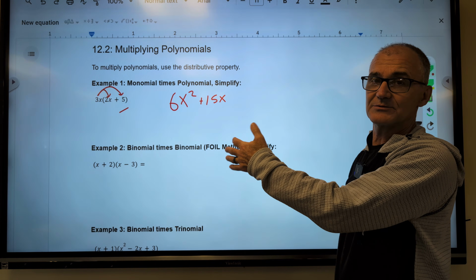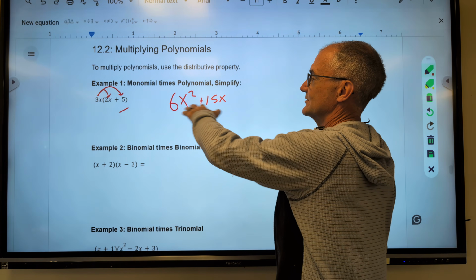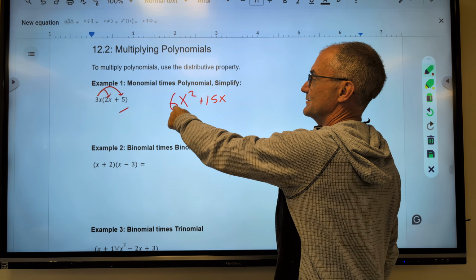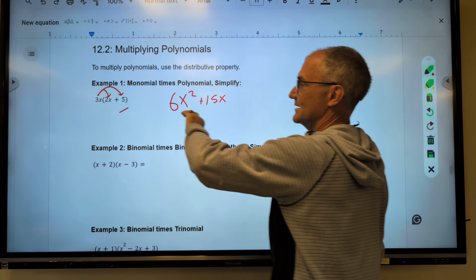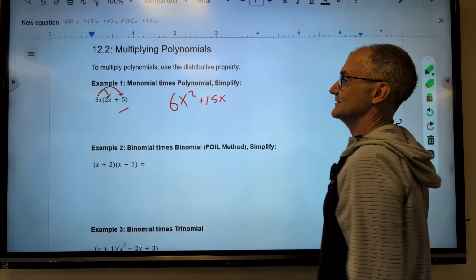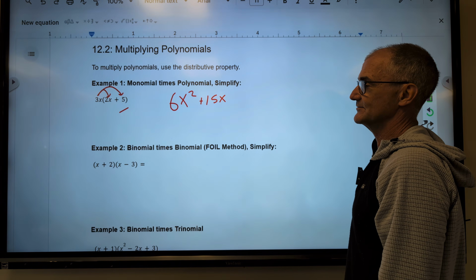The reverse of multiplying polynomials would be factoring out the common term. That's the reverse operation of this. So if I were to factor out the common term, I would look in here to see what was common in both. A 3 would go in there and a 3 would go in there. Pull that 3 out front. An x would go in there and an x would go in there. So I could pull a 3x out front.